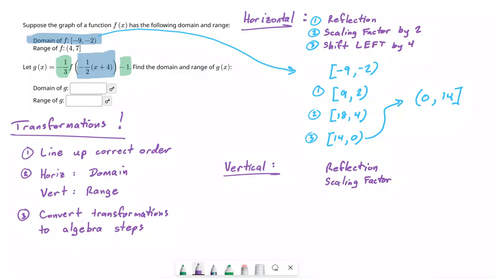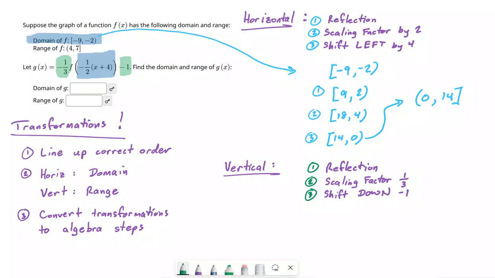This one's not backwards. This is a y value. You can trust the y values. They're exactly what they look like. This is just a scaling factor by 1/3. And then a shift, again, y values are trustworthy. The minus is actually down. It is what it looks like. So I go in the order of reflections, then scalings, then shifts, and the only really important part is that the shifts come last.